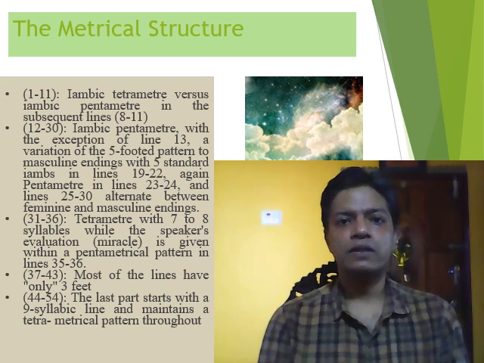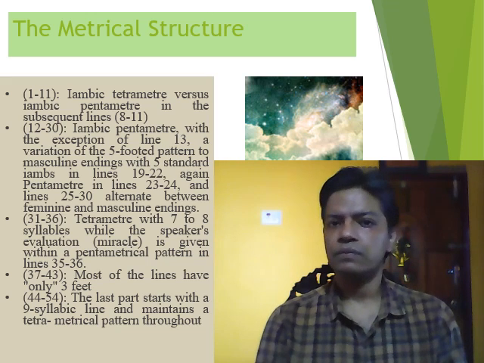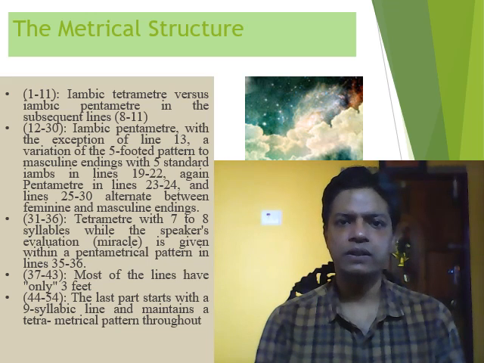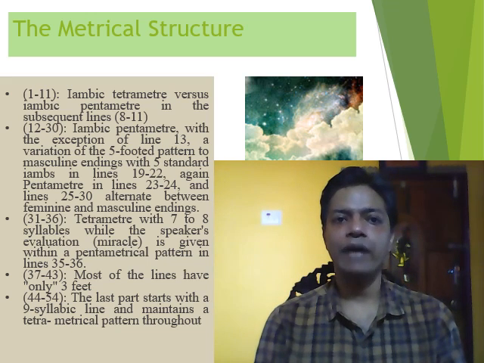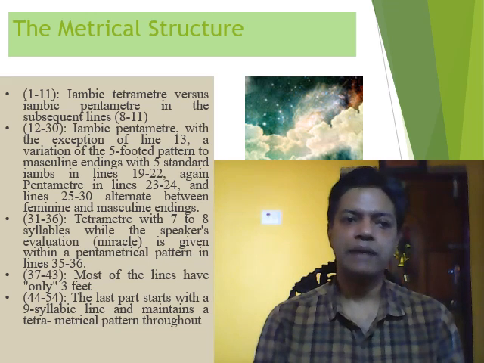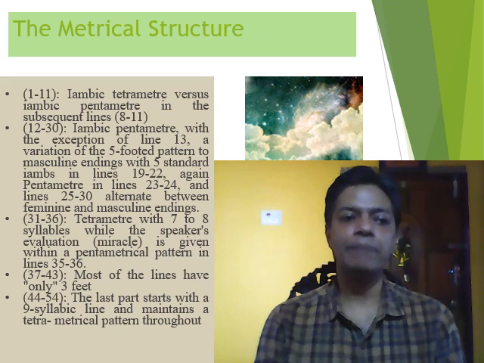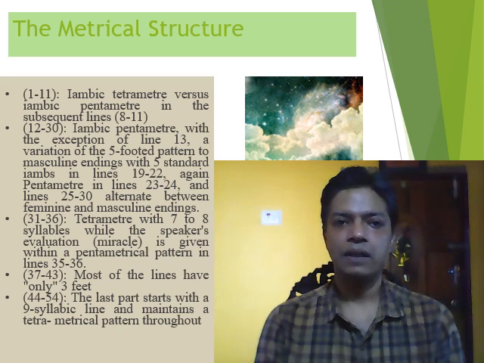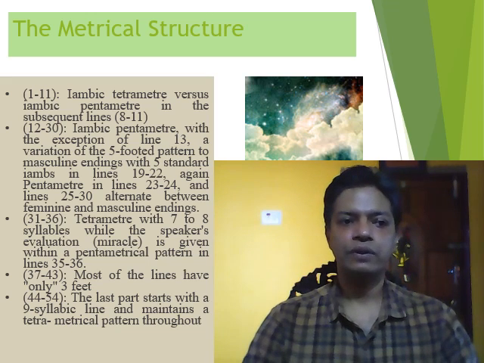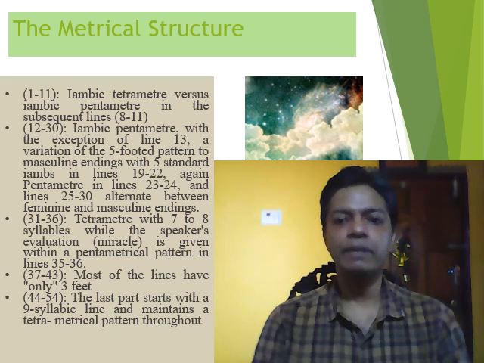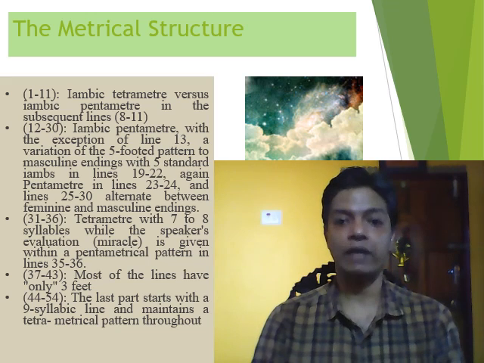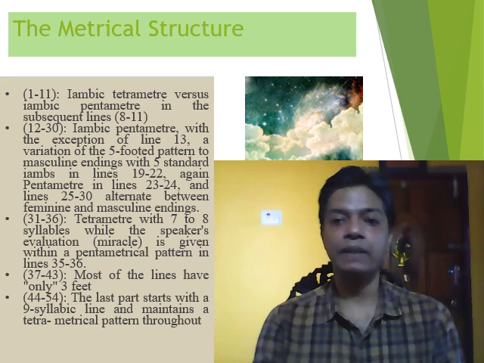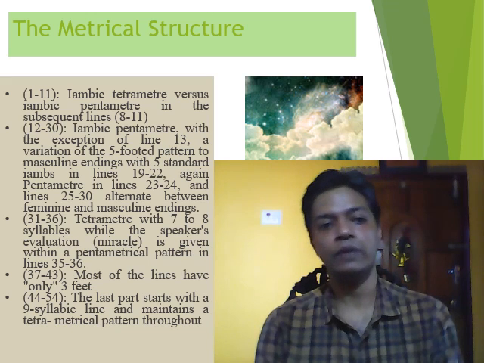Although Coleridge has simply reshaped the prosaic lines of Purchas's pilgrimage into metrical verse, in lines 1 to 11 we have the conversion of that into iambic tetrameter, and that is contrasted with iambic pentameter in the subsequent lines 8 to 11. So there is again the juxtaposition of two types of metrical structures: iambic tetrameter of lines 1 to 11 with trochaic variations, and iambic pentameter in the subsequent lines 8 to 11.